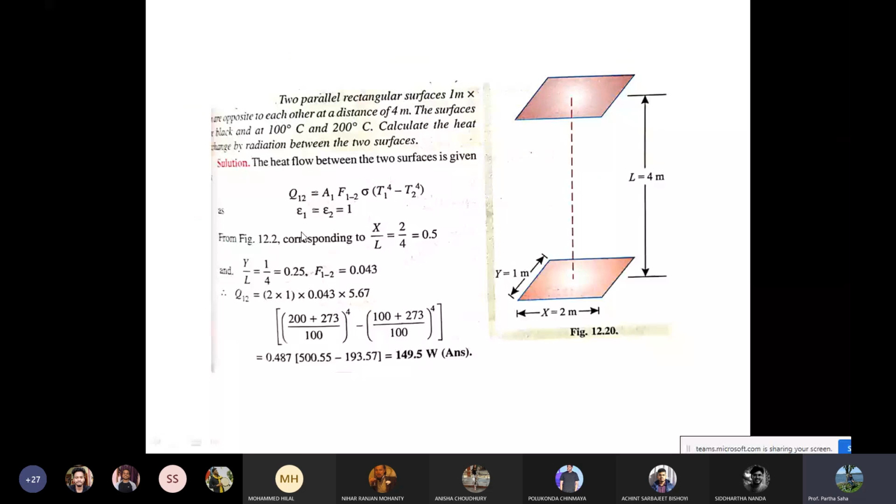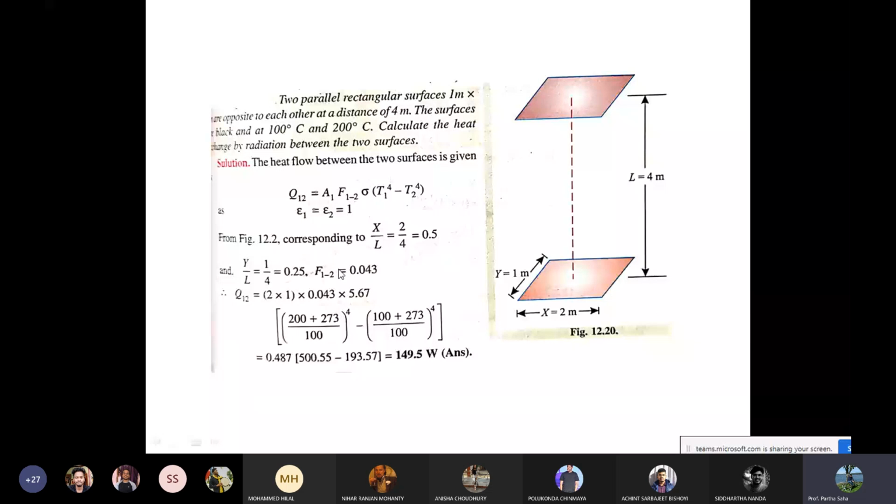Another problem: two parallel rectangular surfaces, 1 meter by 1 meter and 1 meter by 2 meters, are opposite to each other at a distance of 4 meters. The surfaces are black and at 100 C and 200 C. Calculate the heat exchange by radiation between these two surfaces. The heat flow between these two surfaces is given by Q12 equal to A1 F12 sigma (T1 to the power 4 minus T2 to the power 4). We are considering black body radiation, so epsilon 1 and epsilon 2 are 1.